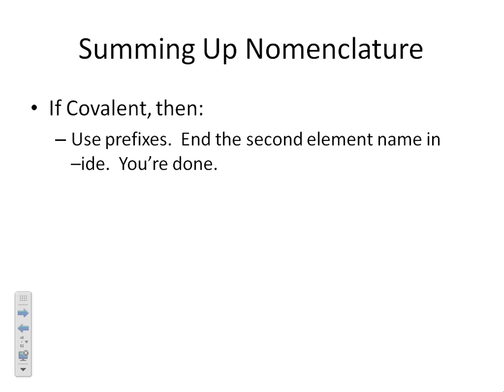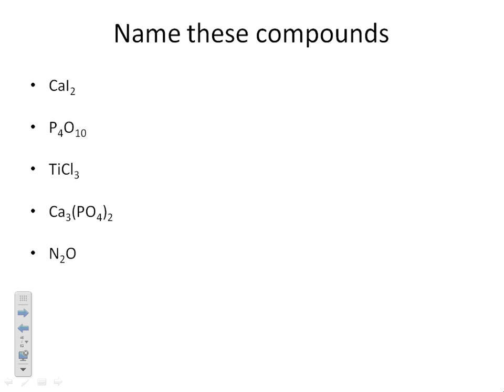So if you have 2 nonmetals, if you recognize it as having covalent bonding, it's really very straightforward. So we're going to practice. So CaI2. We're going to go through our thought process. First question, is this ionic or covalent?